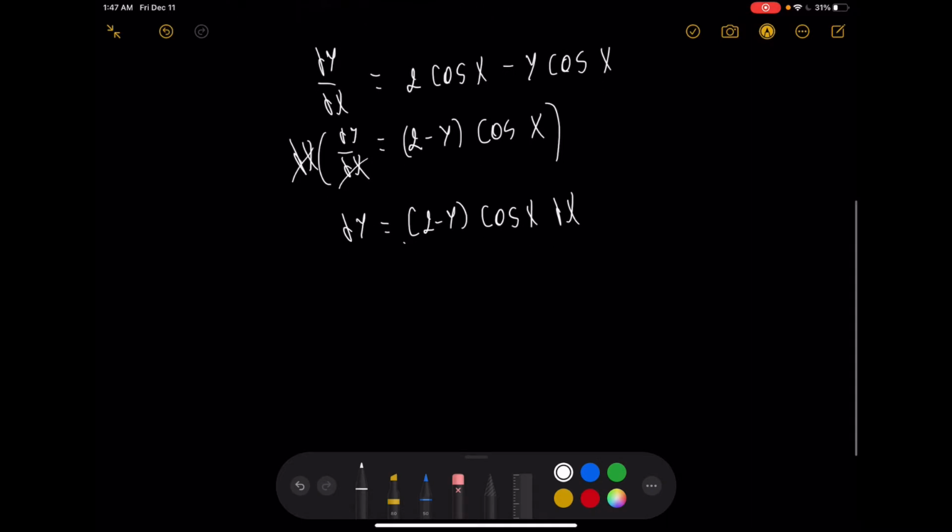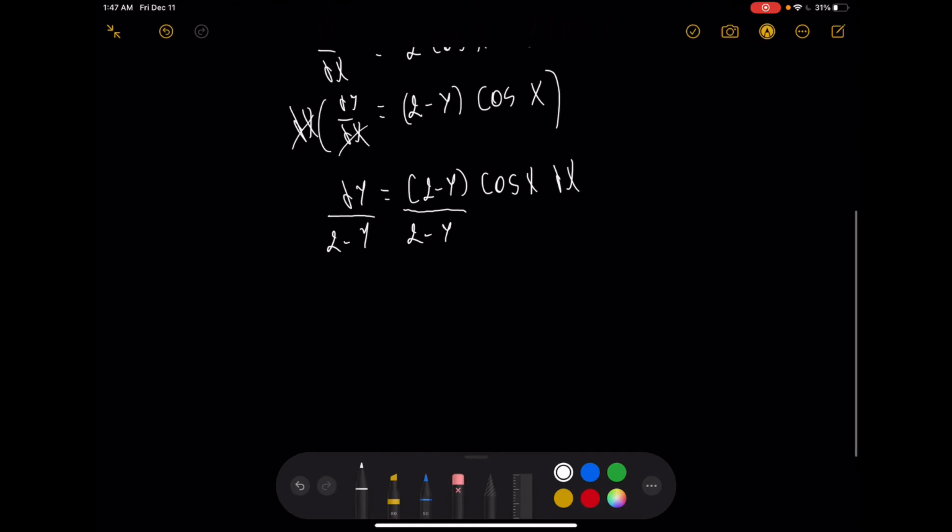In which now I can go ahead and divide, right? Because we're doing separation of variables, and I'll explain this at the end. So now we have this, and I'm going to rewrite it. We have dy over (2 - y), which is then equal to cos(x) dx.